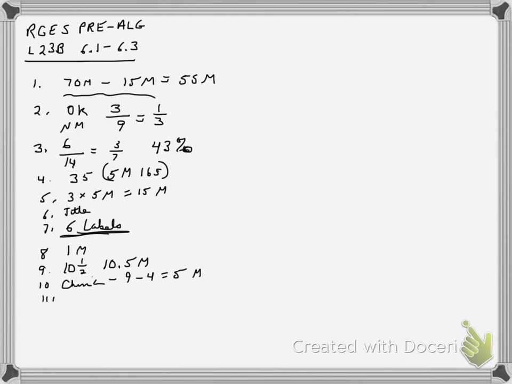11, what is the range of the statistics? The highest was Japan, which was 3, 6, 9, 11.5. And the lowest is 3. And so the range would be 11.5 minus 3 is 8.5 million. And that would be my range.